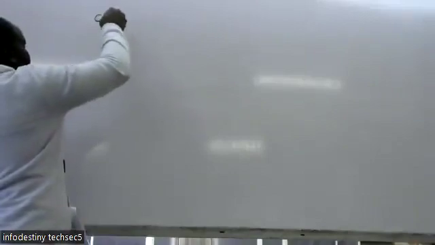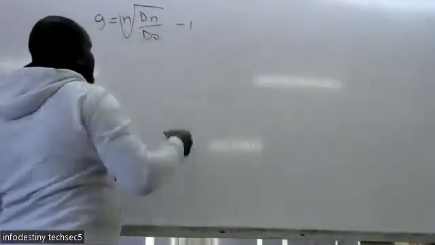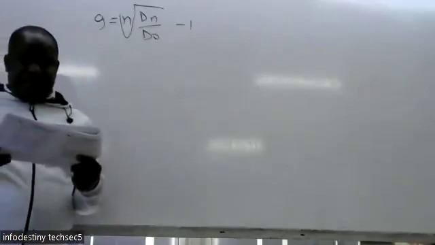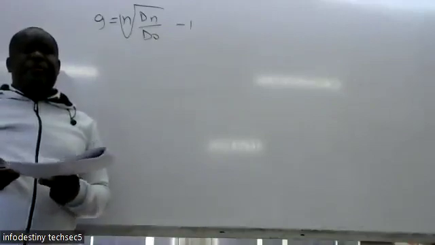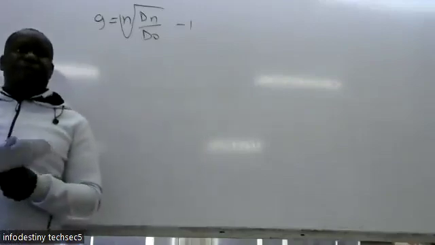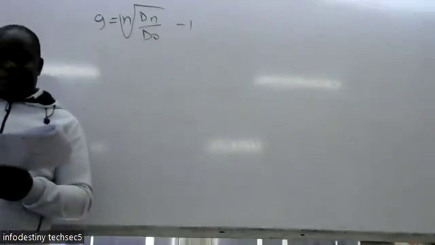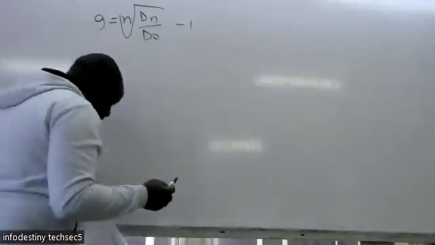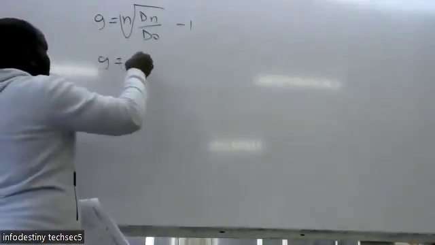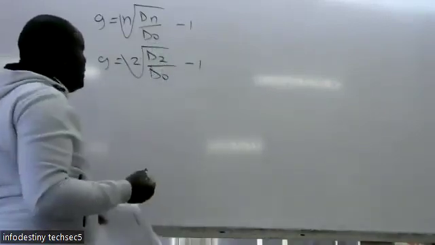So to get G, it is the Nth root of Dn divided by D0, subtract 1. So you go to the question, 2015 you name it as D0. 2016 will be D1, 2017 will be D2. That means to get your G, N is 2, and it is the square root of D2 divided by D0, minus 1.